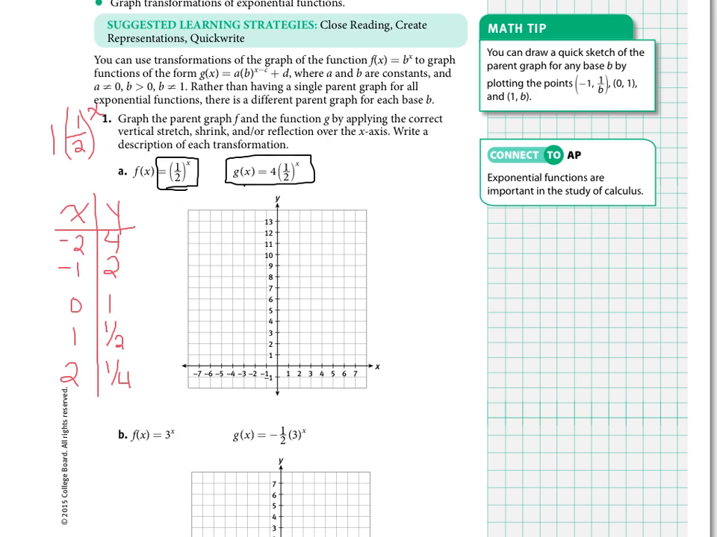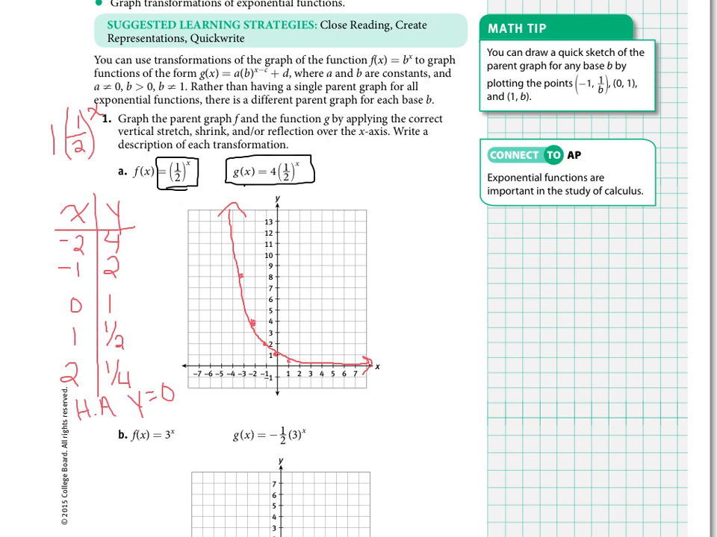So let's plot our points. -2 goes to 4. Oops. -1 went to 2. 0 went to 1. 1 went to 1/2, and so forth. And we end up getting this decreasing graph because we have a decay. Let's also remember that we have a horizontal asymptote at y equals 0.